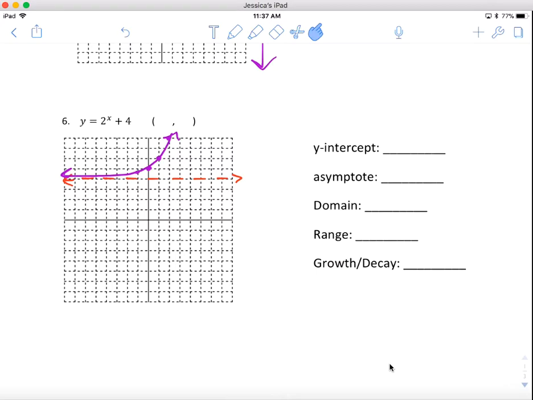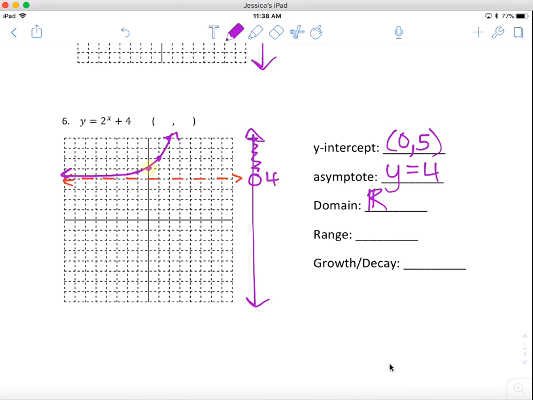Okay, so your y-intercept on this graph is 0, 5. The asymptote that we just talked about, remember it's a horizontal line, so we write that as y equals 4. I can never cross 4. The domain goes left forever and right forever, so it's all real numbers. And then this time for the range, I'm starting at 4 and then I'm going up forever. I cannot equal 4, so y is greater than 4. This again is an example of a growth problem.